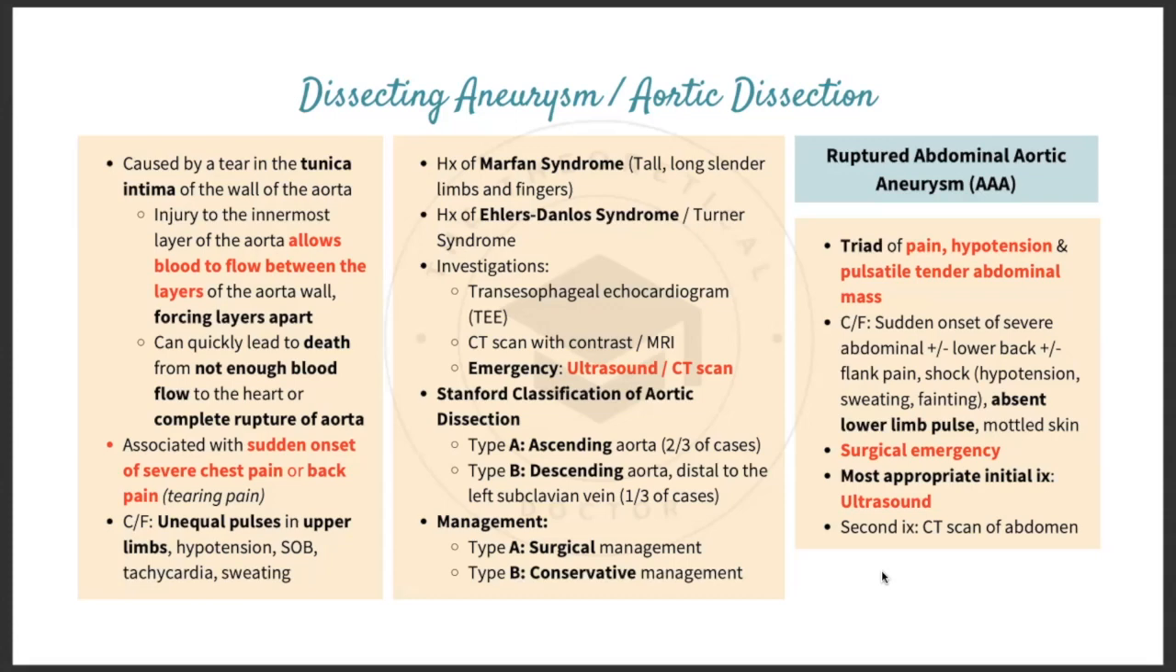And clinical features: sudden onset of severe abdominal or lower back or flank pain, or they may even be in shock because it has ruptured. They're losing blood, so they may appear hypotensive, sweating, fainting, and there's absent lower limb pulse. They may even have mottled skin. So it's a surgical emergency.